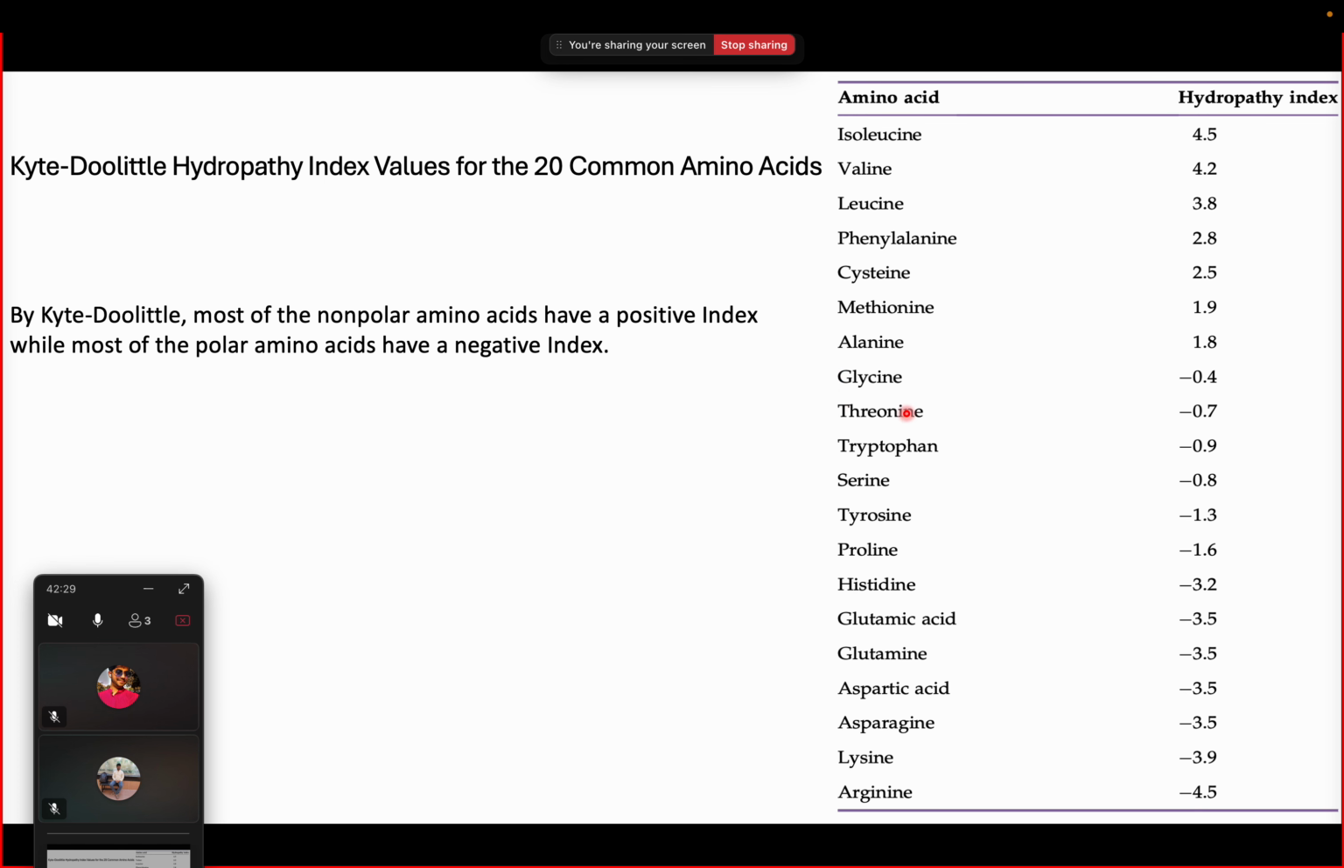From glycine to arginine are the polar and hydrophilic amino acids. Yes, I am correct. So we can say that if in a protein sequence there is a stretch of amino acids which predominantly belong to this part of the hydropathy index profile, these are the residues which prefer to stay in a non-polar environment.